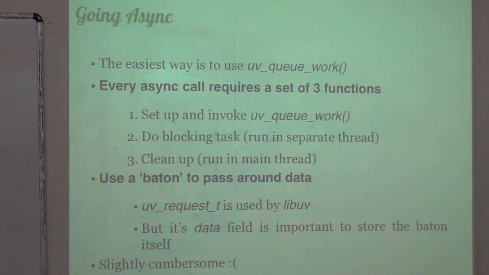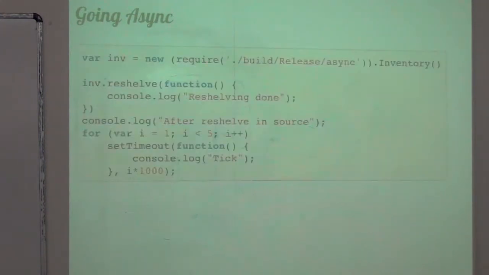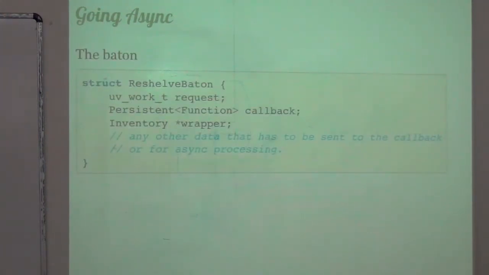And once the second function is done, libuv is going to tell you it's done, so what do you want to do now? That is going to be handled by the third function. So you usually do garbage collection there and call the callback. So how do you transmit data through all these three functions? Because you will have some kind of parameter. If reshell was called with what to reshell, then you want to pass that into the native library. So we use this concept of baton to pass around data. So this is the baton in this case.